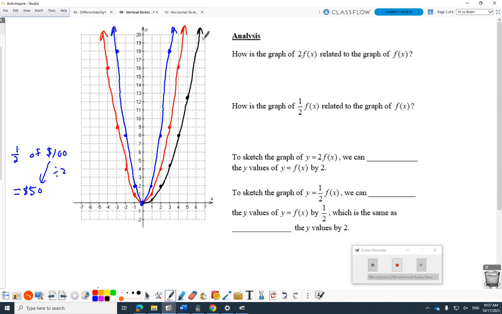And then the same on the other side. 1/2, and then I get the other side.